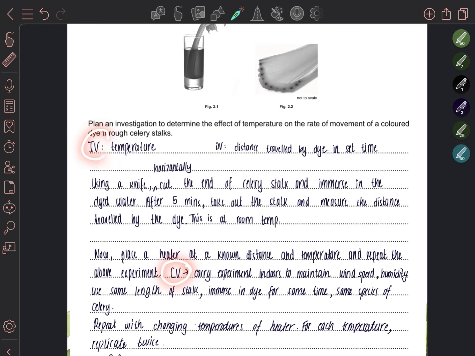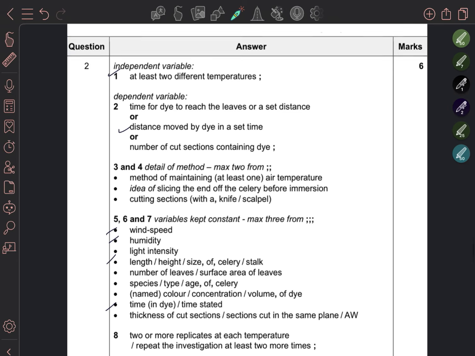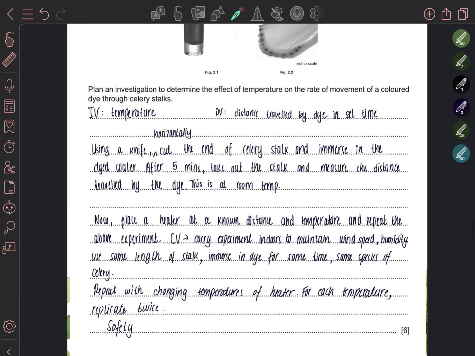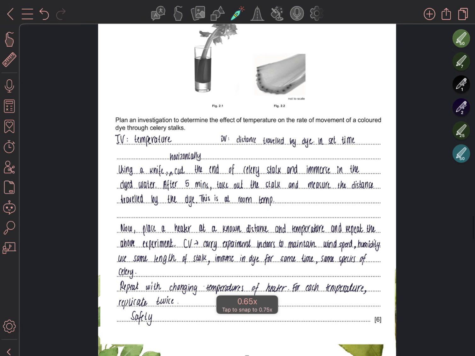Okay, make sure that you're writing full words, okay? Don't write IV, DV, and CV. Carry out the experiment indoors in a lab, for example, to maintain wind speed, humidity, and use the same length of stalk. Immerse the dye for the same time, and also use the same species of celery. Now you don't really have to write all of them. According to the marking scheme, you need 3. Okay, write 3. So do that, and then you're going to have these control variables, right?